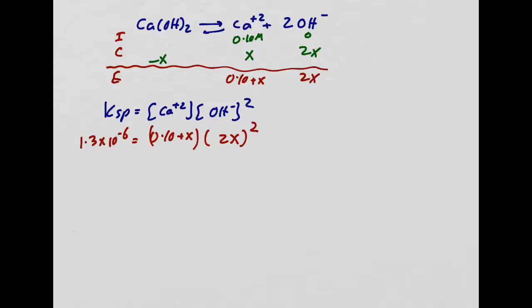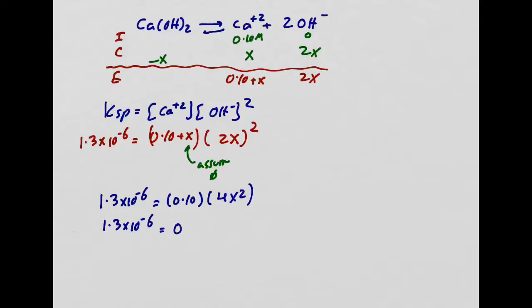Okay. Now, can I assume some things are 0? Absolutely. I can assume this is 0 because whatever that number is, it is so much smaller than 0.1. So if I do that, what do I end up getting? 1.3 times 10 to the minus 6, which is my KSP, equals 0.10 times 4x squared. I factor it out. So 1.3 times 10 to the minus 6 is equal to 0.40 x squared. What I get for x is 1.8 times 10 to the minus 3 molar.